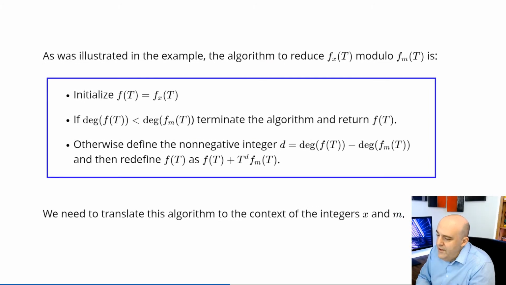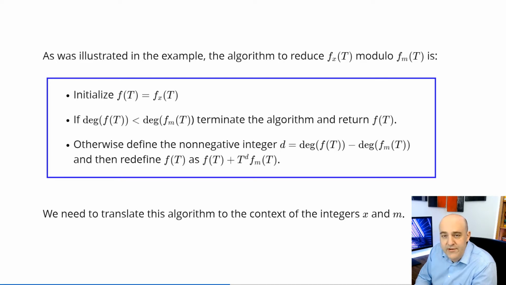So as illustrated in this example, the algorithm to reduce fx of t by fm of t is what? Well, we first initialize a variable that'll go through the loop. Why don't we call it f of t to be fx of t? And then each time in the loop, we just ask ourselves, is the degree of f less than the degree of fm? And if it is, then we're done, and we return f of t as the result. That's the reduced polynomial. Otherwise, we define d to be the difference of the degrees. And then we redefine f of t as f of t plus t to the d times fm of t.